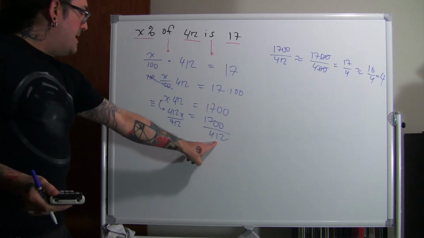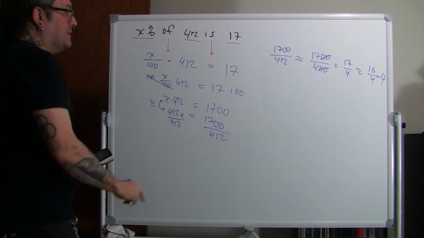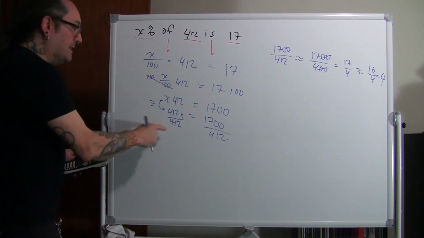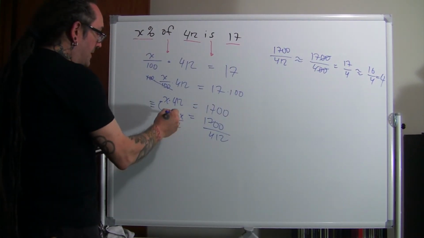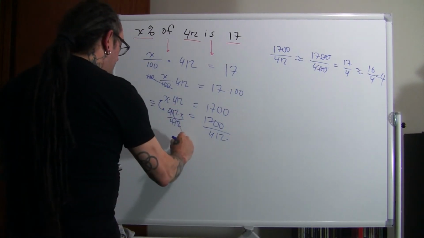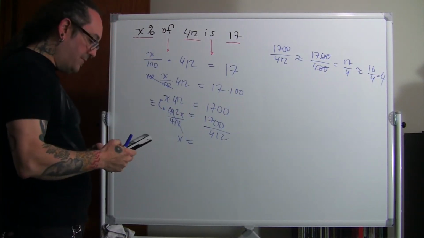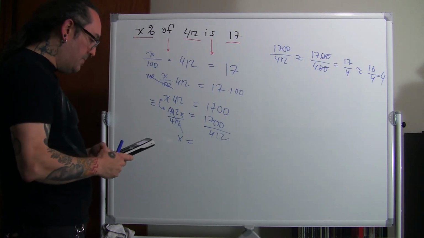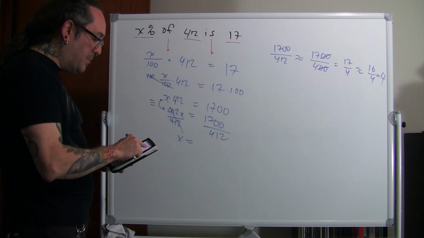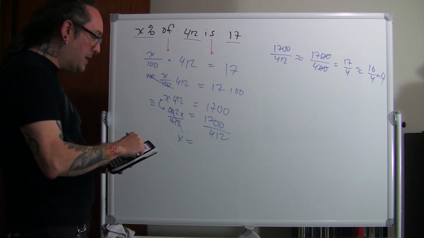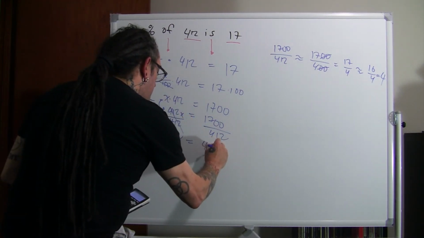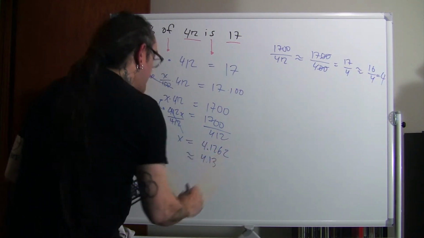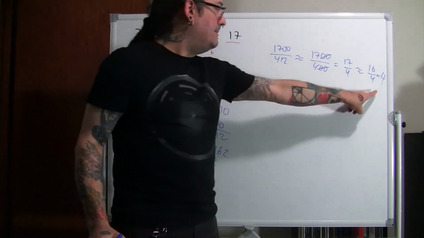So let's see if my incredible estimation skills and my crooked writing, gravity's pulling me down for some reason. Let's see if my estimate is good. So these 412s will cancel, right? And x will equal 1700 over 412, calculator. 1700 divided by 412, 4.1262, which is approximately 4.13. Man, I'm super close, right?